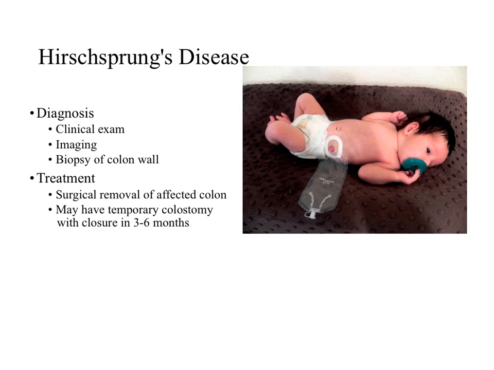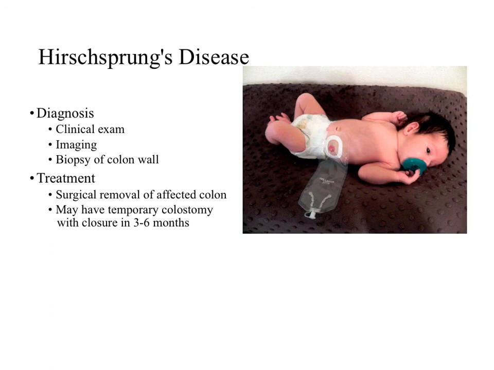There is no medical treatment of Hirschsprung's disease. Eating a high fiber diet and taking laxatives isn't going to work because there is no peristalsis in that piece of the intestine. So they will always remove the affected portion of the intestine. And then depending on how much is removed, they might have a temporary colostomy. So you can see the colostomy here for this little guy.